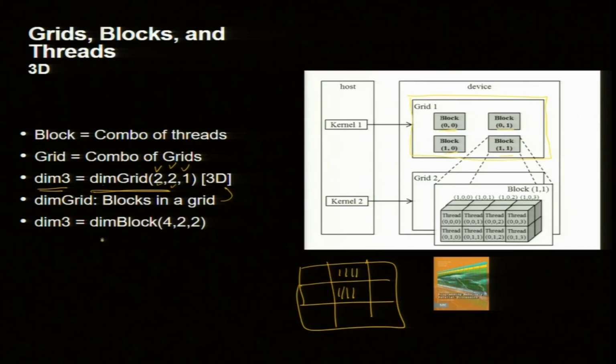Now, we can define dim block, which will give me threads in a block. So, it is 4, 2, 2. You can see that the indices are here. This is a block, this block has been zoomed in, and what do I see? There are 4 in x, 2 in y, and 2 in z. So, 4 into 2 is 8, 8 into 2 is 16. We have got 8 here and a depth of 2. So, 16 threads.